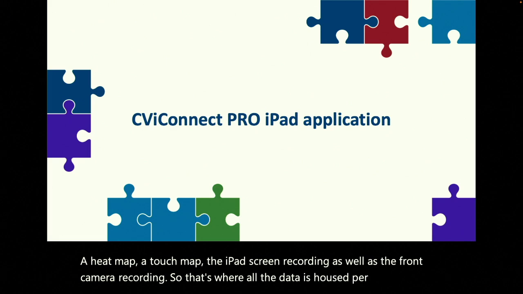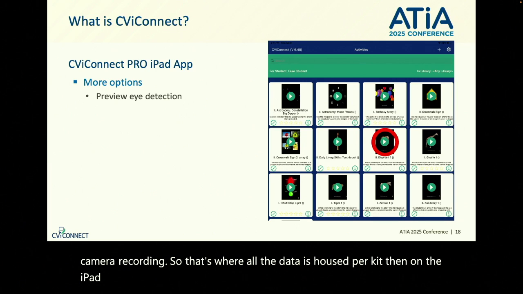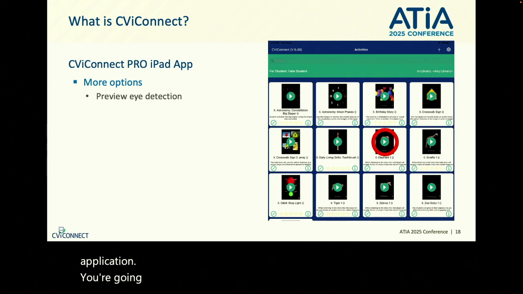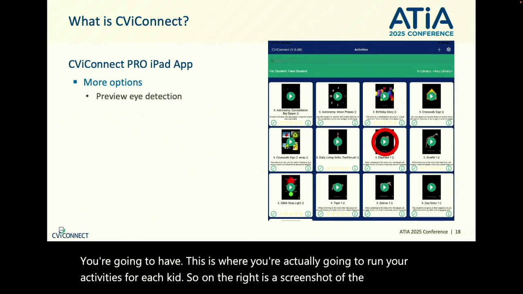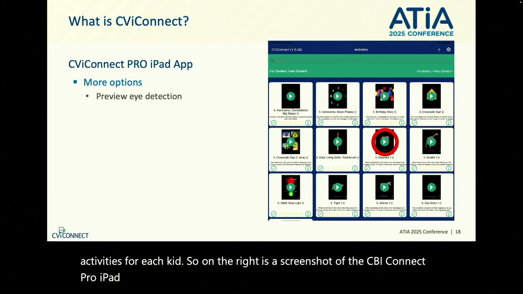Then on the iPad application, this is where you're actually going to run your activities per each kid. So on the right is a screenshot of the CViConnect Pro iPad application. And this is just an example of one fake student that we made, with their activities loaded.